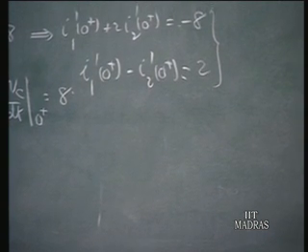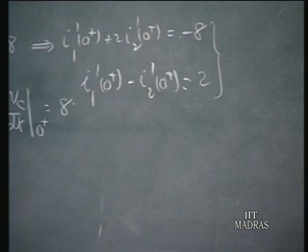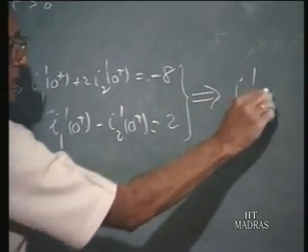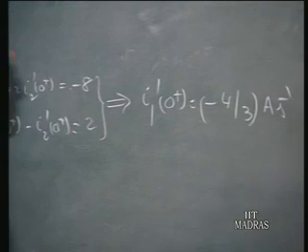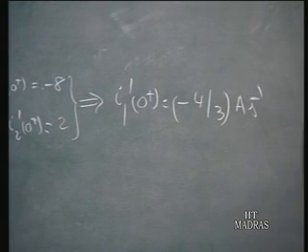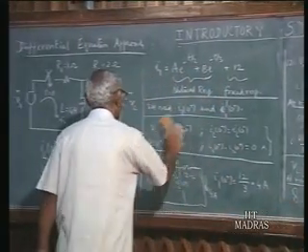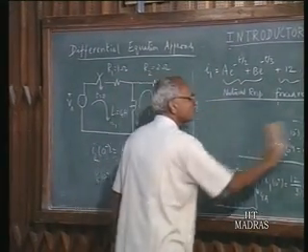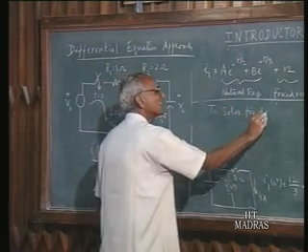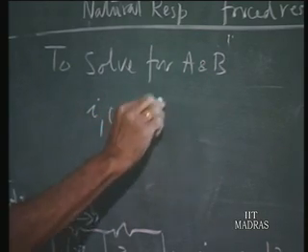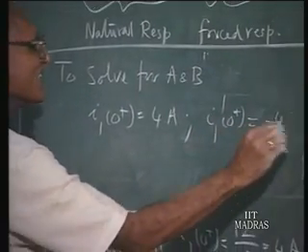One is I1'(0+) plus 2 I2'(0+) is minus 8. The other equation says I1'(0+) minus I2'(0+) is 2, and from these two you get I1'(0+) as minus 4 upon 3 amperes per second. So you have I1(0+) is 4 amperes, I1'(0+) is minus 4 by 3 amperes per second. So you use this information to solve for A and B. To solve for A and B, we use I1(0+) equals 4 amperes and I1'(0+) equals minus 4 by 3 amperes per second.